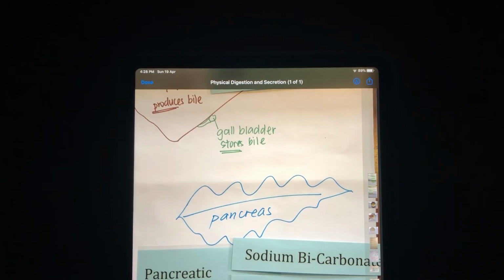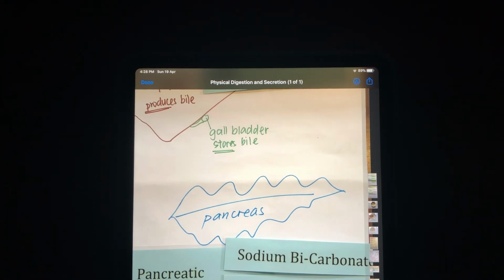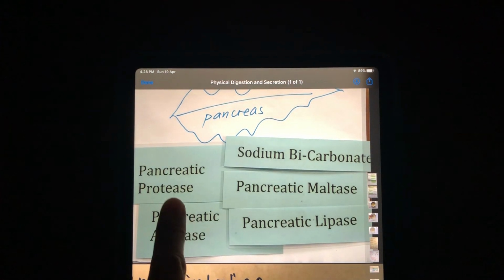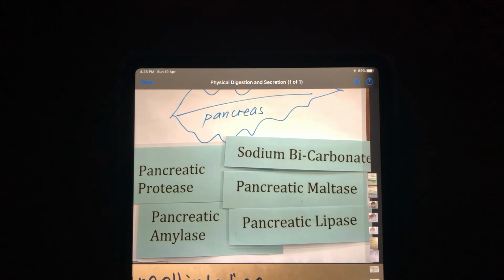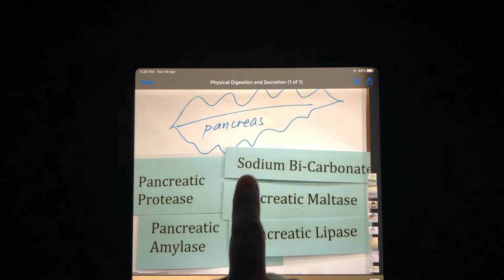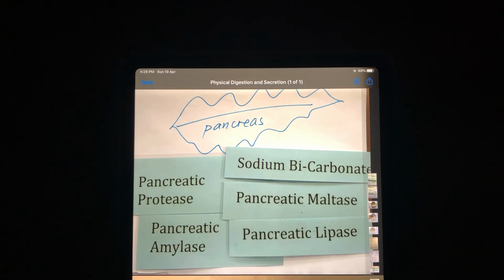exocrine glands, okay, the glands that produce enzymes, secrete the enzymes pancreatic protease, amylase, maltase, and lipase. These are the enzymes that the pancreas makes and secretes, and it also secretes sodium bicarbonate. Those are from the glands in the pancreas.